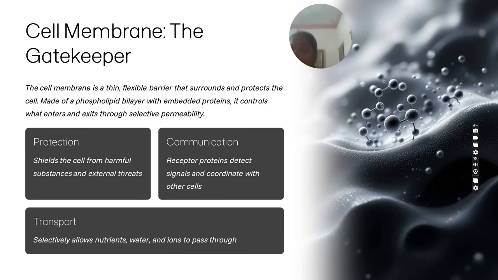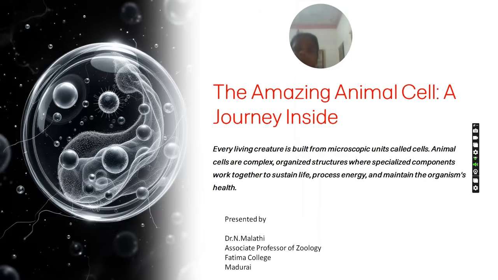Cell membrane is meant for protection, that is, it shields the cell from harmful substances and external threats. It's meant for communication. Receptor proteins detect signals and coordinate with other cells. Meant for transport. Selectively allows nutrients, water, and ions to pass through. The amazing animal cell.